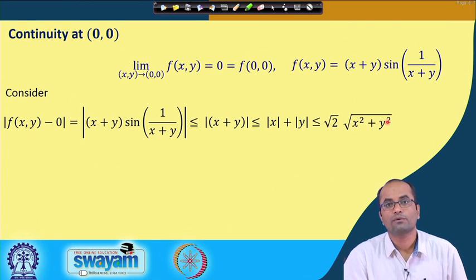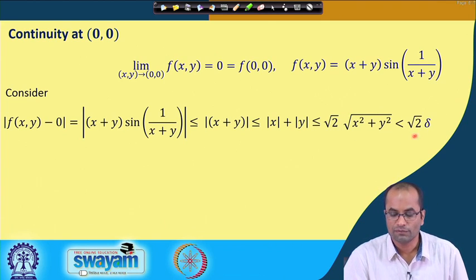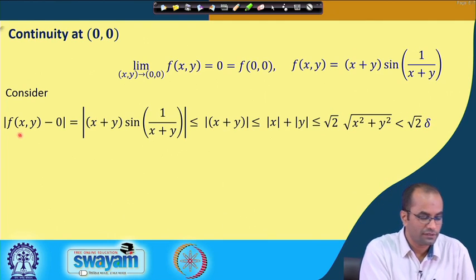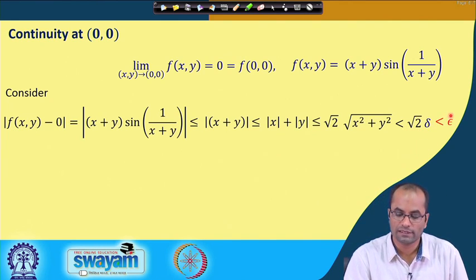Square root 2 and square root of x square plus y square, and now here exactly we have the neighborhood of this 0 point, which we can bound by delta. So, we can use that inequality for the neighborhood, and then we have square root 2 into delta. The aim is to make this difference, f of x y minus 0, less than epsilon. So, this is less than epsilon. Now, if we make that, we will get the relation between delta and epsilon.